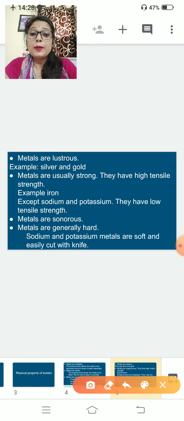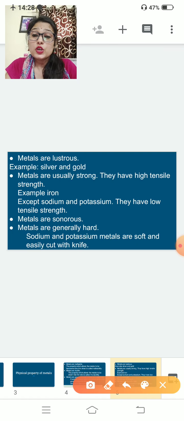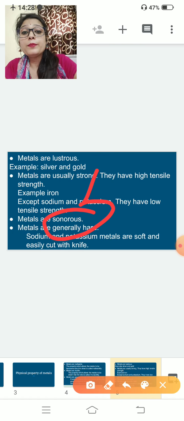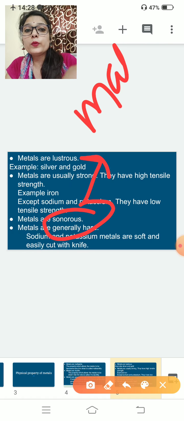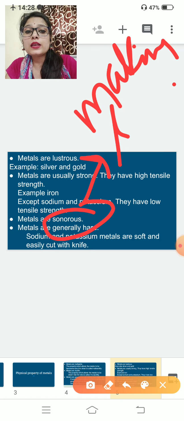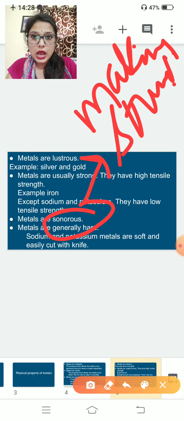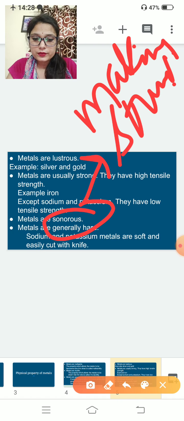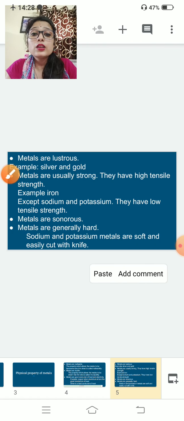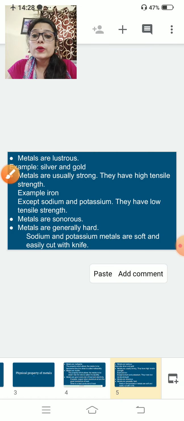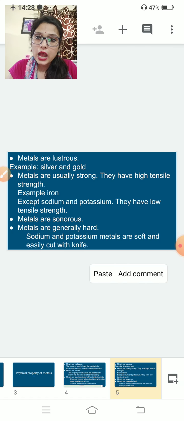Next property: metals are sonorous. Sonorous means making sound. Clear? So metals are sonorous. Last one is metals are generally hard.